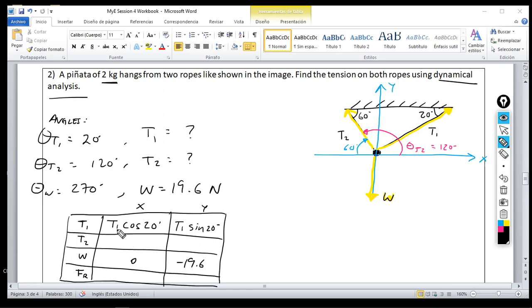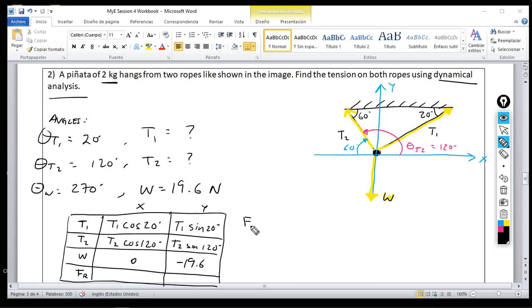The same for T2. T2x will be T2 times the cosine of its angle, which is 120, and T2y will be T2 times the sine of its angle. Okay, so we have all of this. All right, now what do we do next? We're going to add all of these numbers and we're going to get FRX. Of course, it's not going to fit here, so I'm going to do it over here.